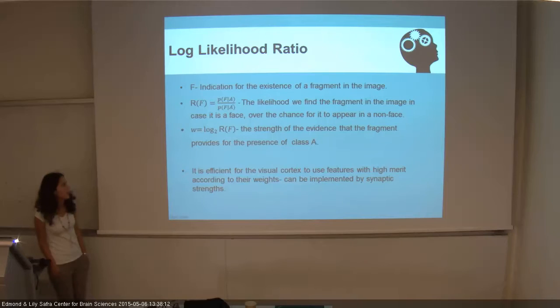So another feature in this method is the log ratio. The ratio is the likelihood of finding a fragment in a face image over the probability of finding it in a non-face. So we take the log of it and use it as the strength of the evidence that the fragment provides for the presence of this class. If it's high enough, this fragment is really good for us to identify this class.